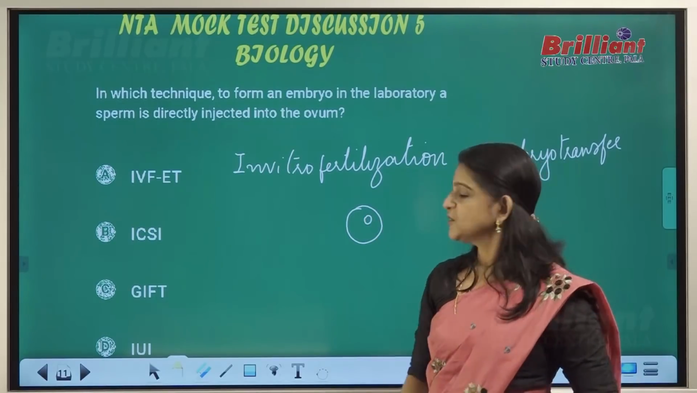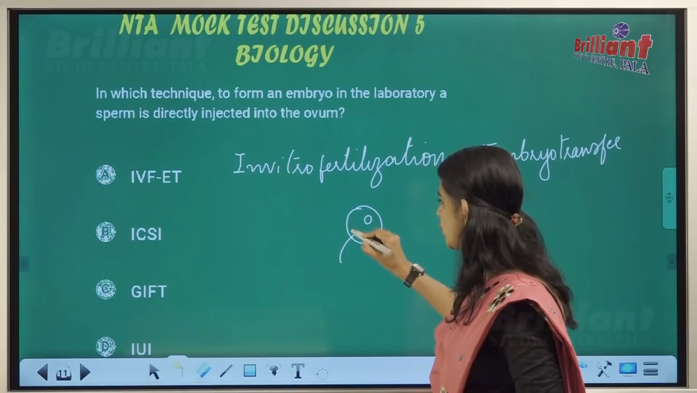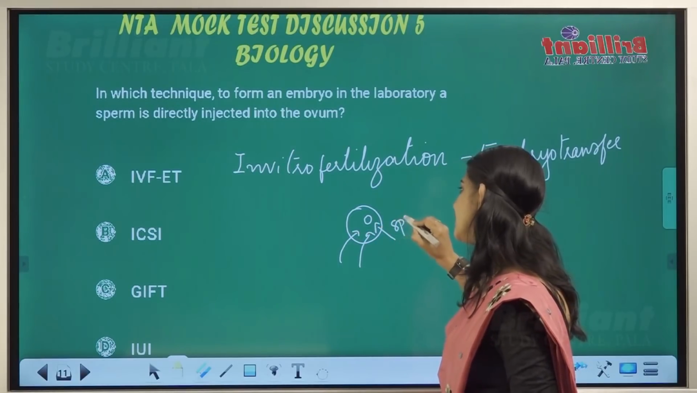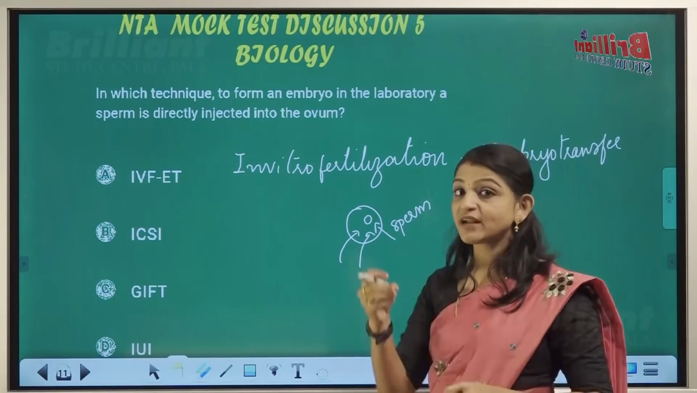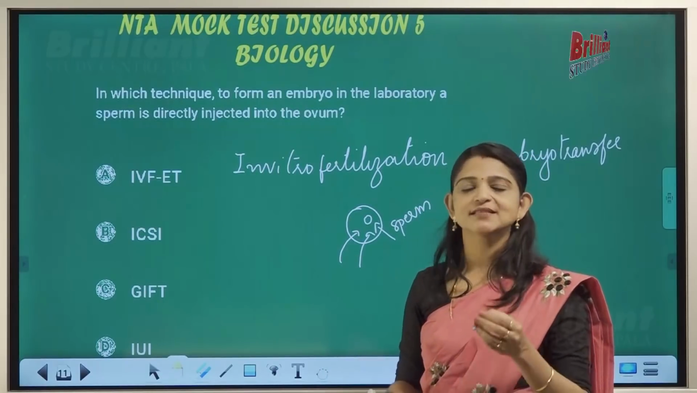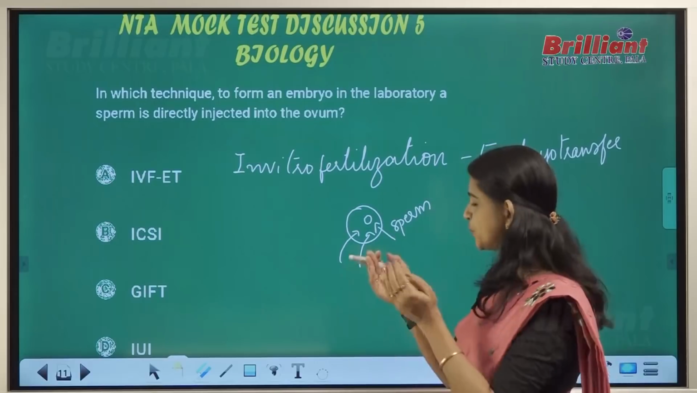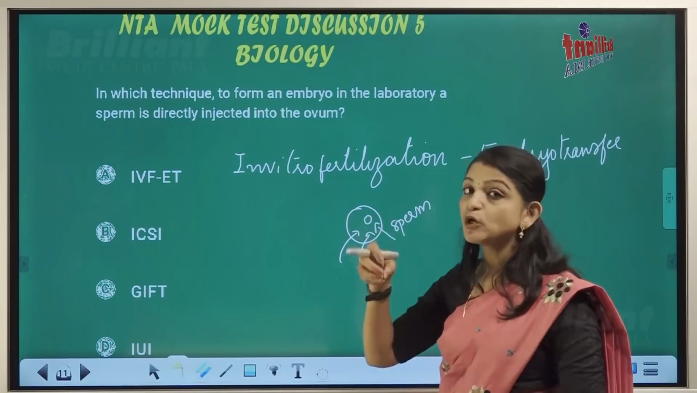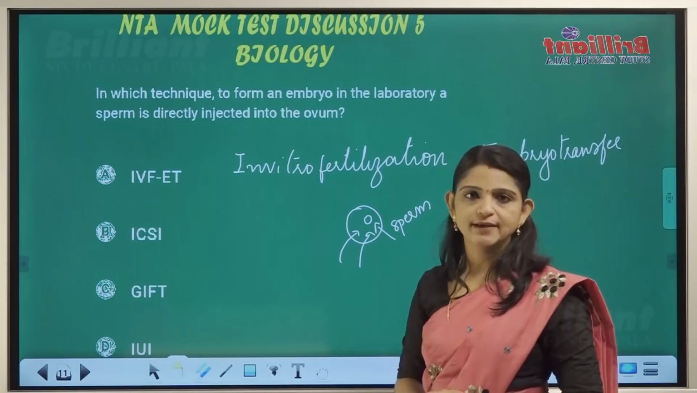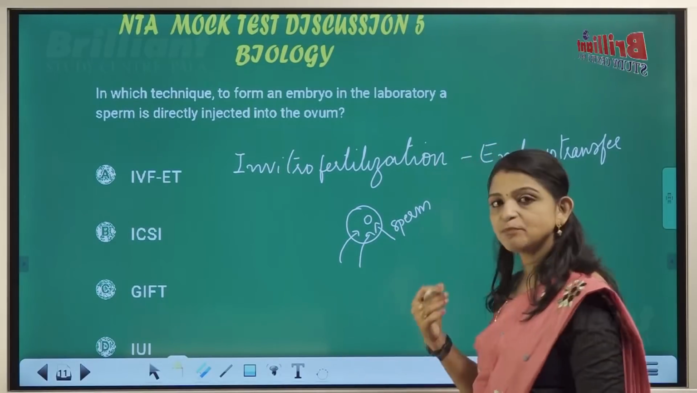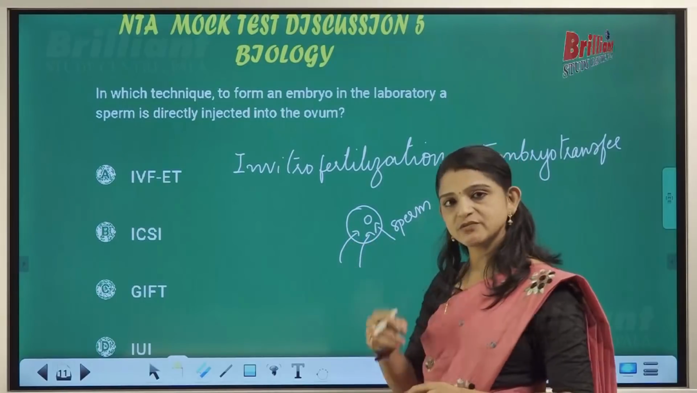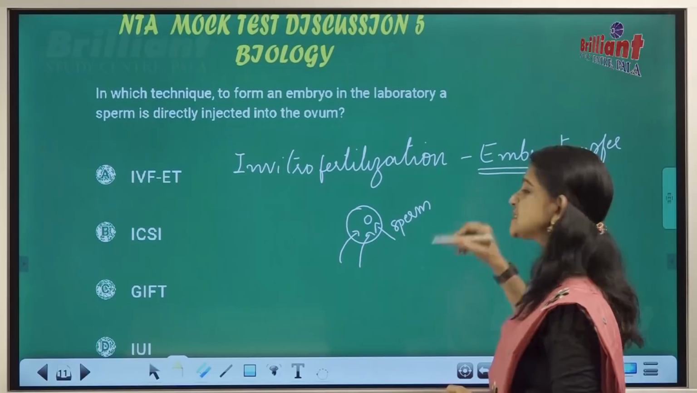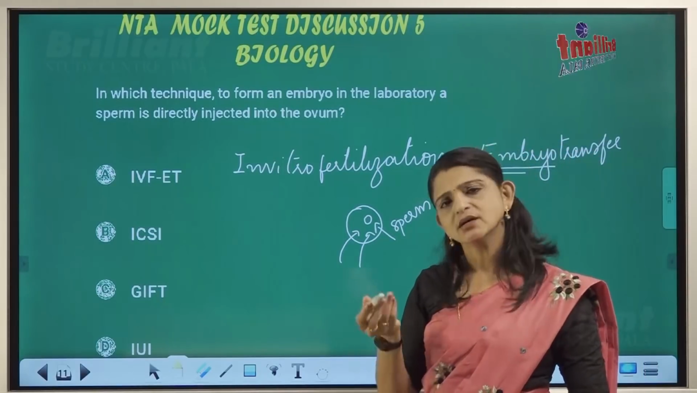ova is present. So in this petri dish we will add sperms. Not a single sperm, we are adding 2, 3, 4, we are adding it as a liquid, so it may contain a number of sperms. So in a petri dish containing ovum, we are directly adding sperm to it and allowing for fertilization. After some time we keep it in laboratory conditions, with medium and all, and then we form an embryo. This embryo is transferred into the uterus.